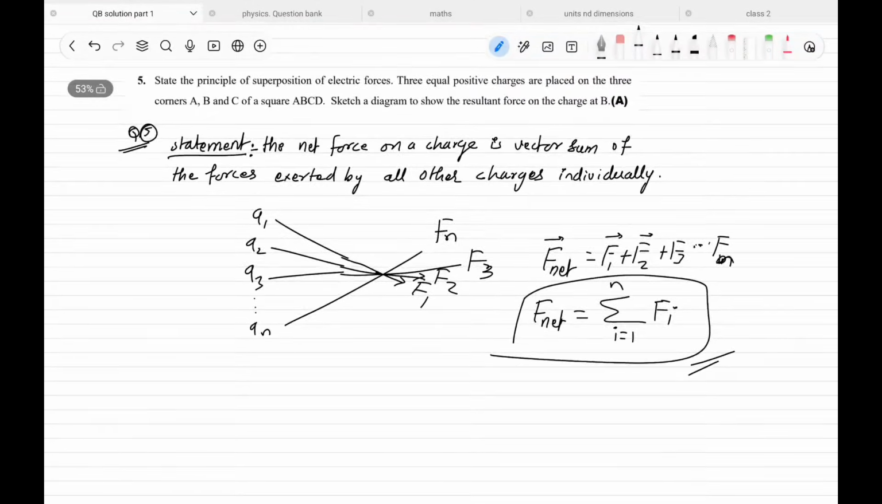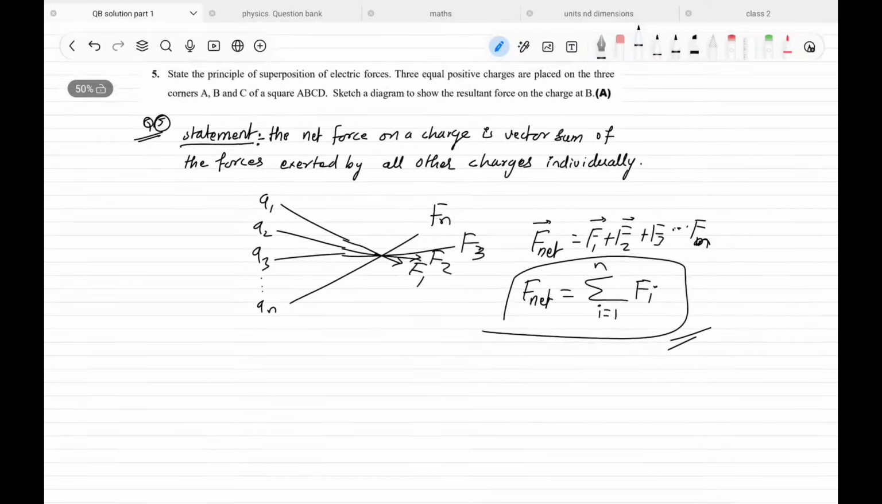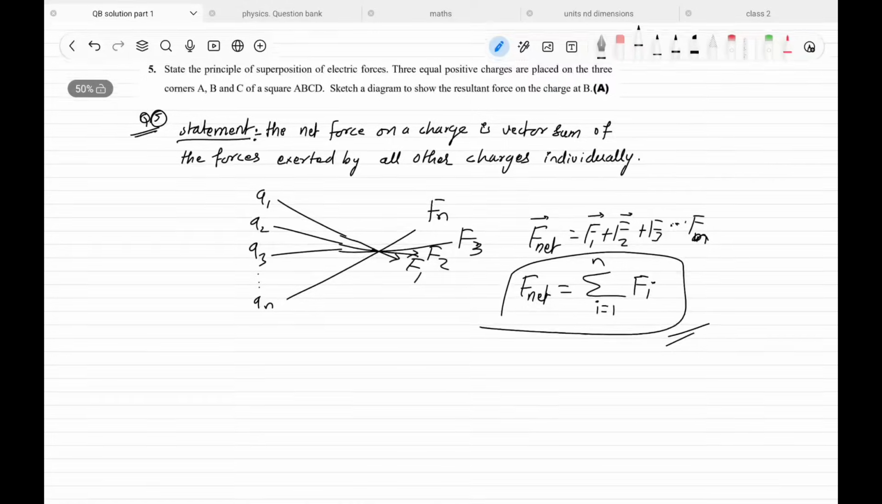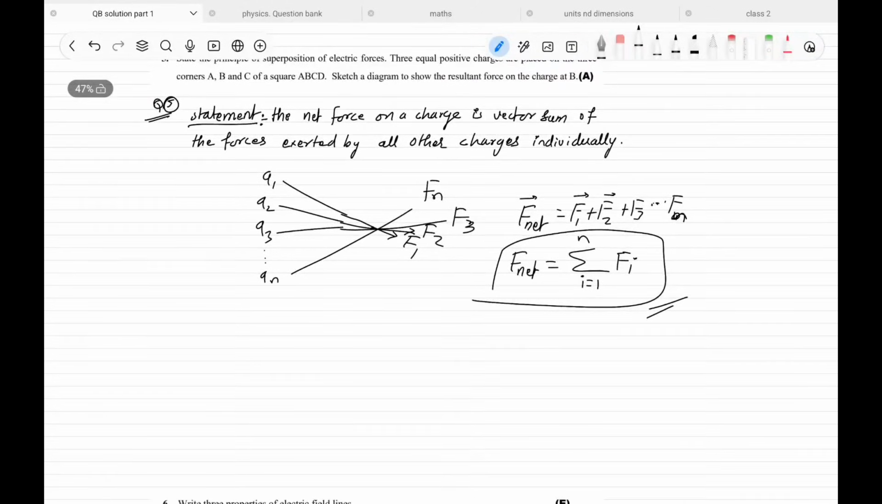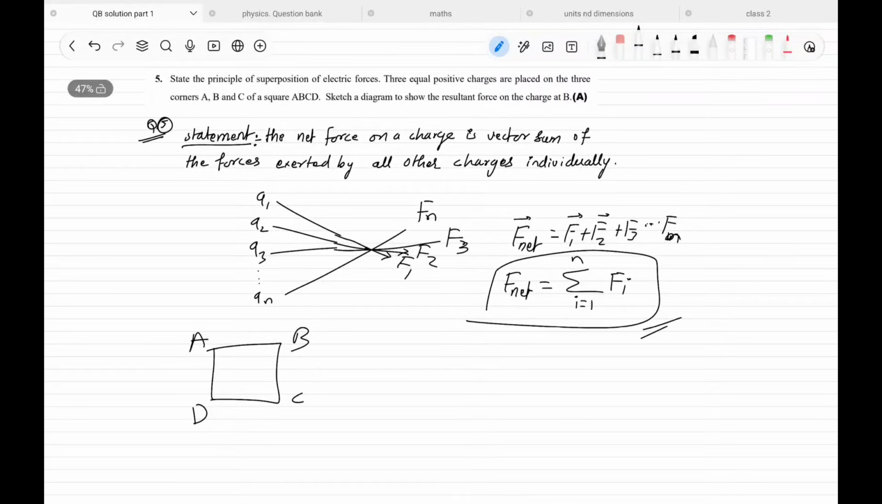Now the next part of the question. Three equal positive charges are placed on three corners A, B, C of the square. There is a square, something like this. A, B, C are three corners, and this one is D. A, B, C, D are the four corners. Equal charges Q, Q and Q are kept. Now sketch the diagram to show the resultant force on the charge at B.